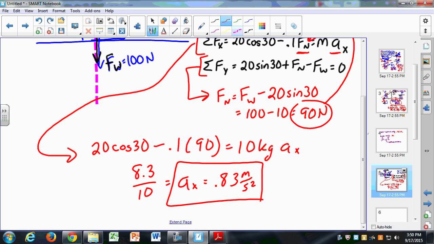What did we get before on that problem when there was no friction? Don't remember. 1.7. So now we see, as you would expect, that the friction has slowed down this block.